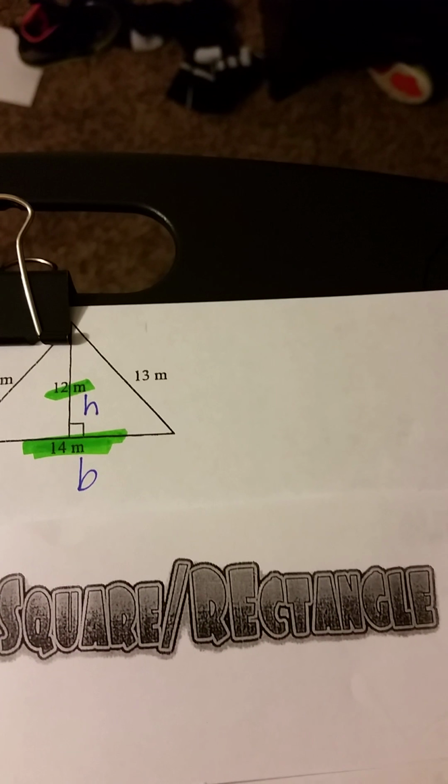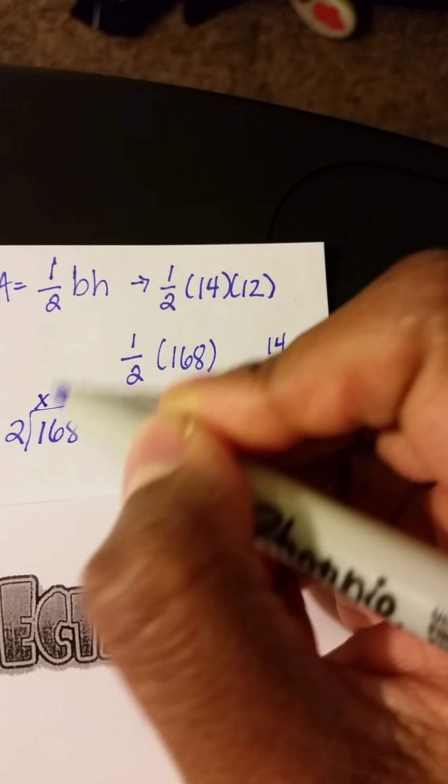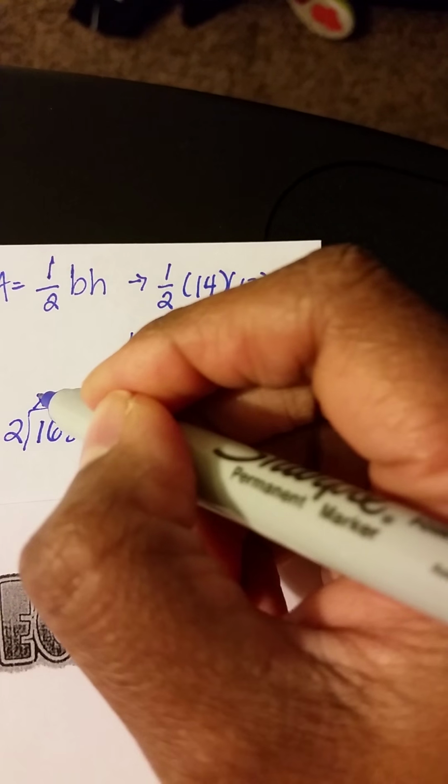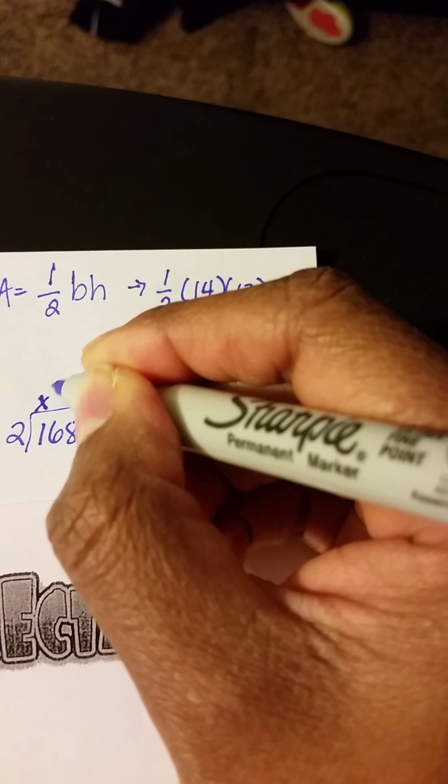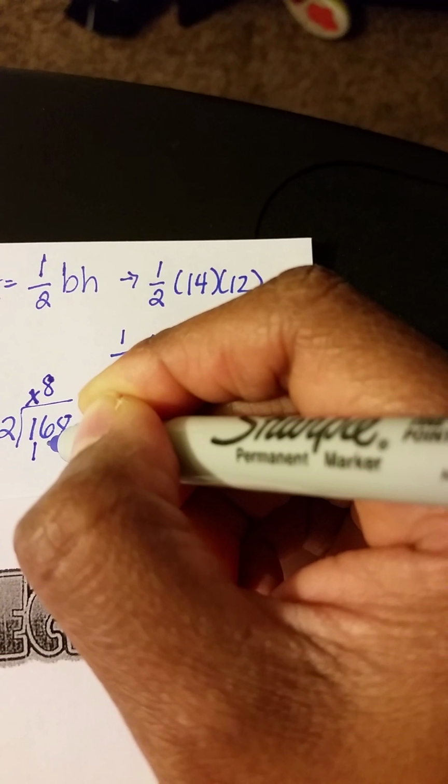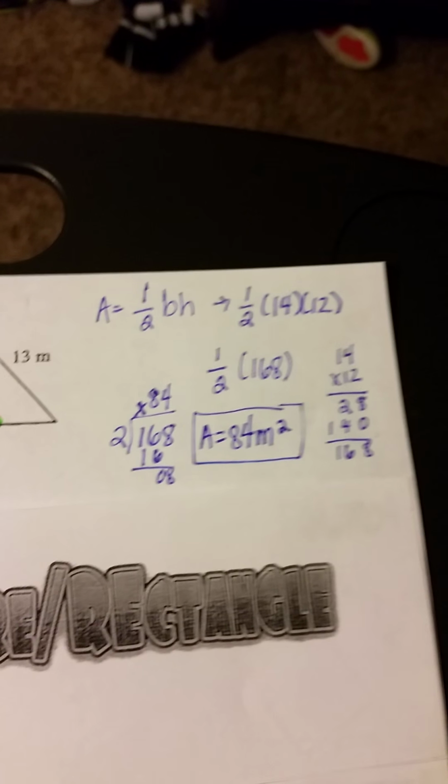Make sure we put that A equals. So we'll do 168 divided by 2. It will go into 16 how many times? Okay, 84. So area equals 84 meters squared. Okay, so that is a triangle.